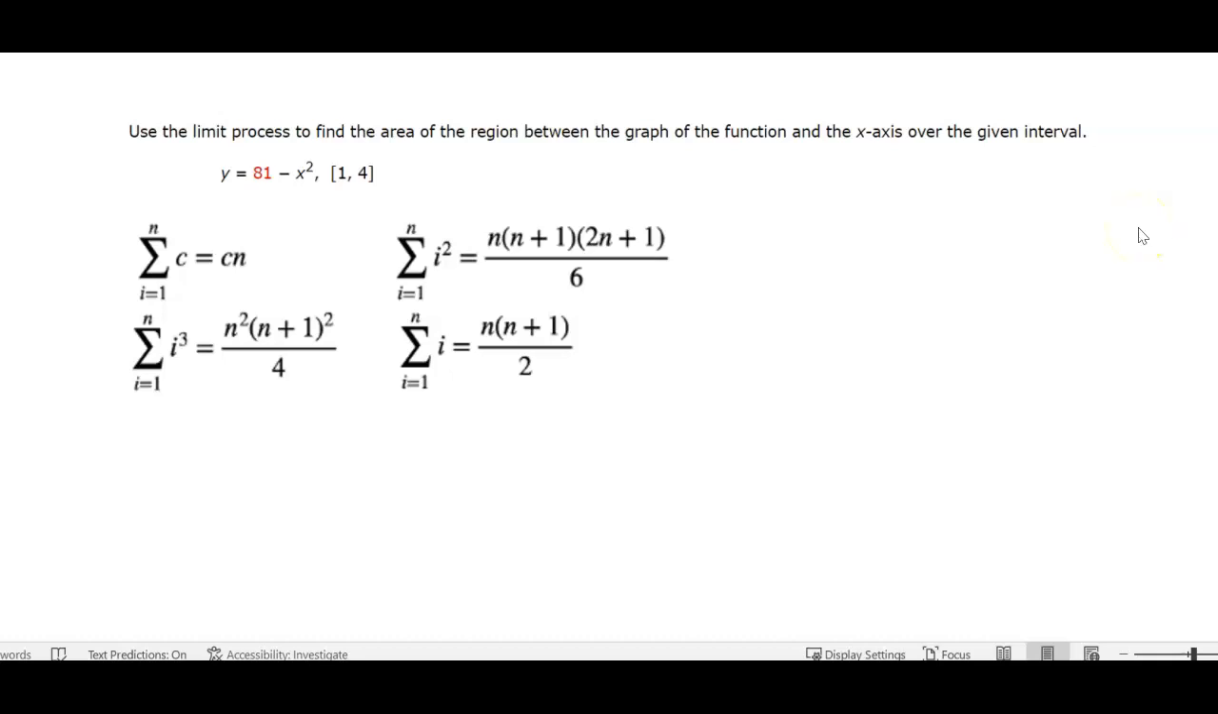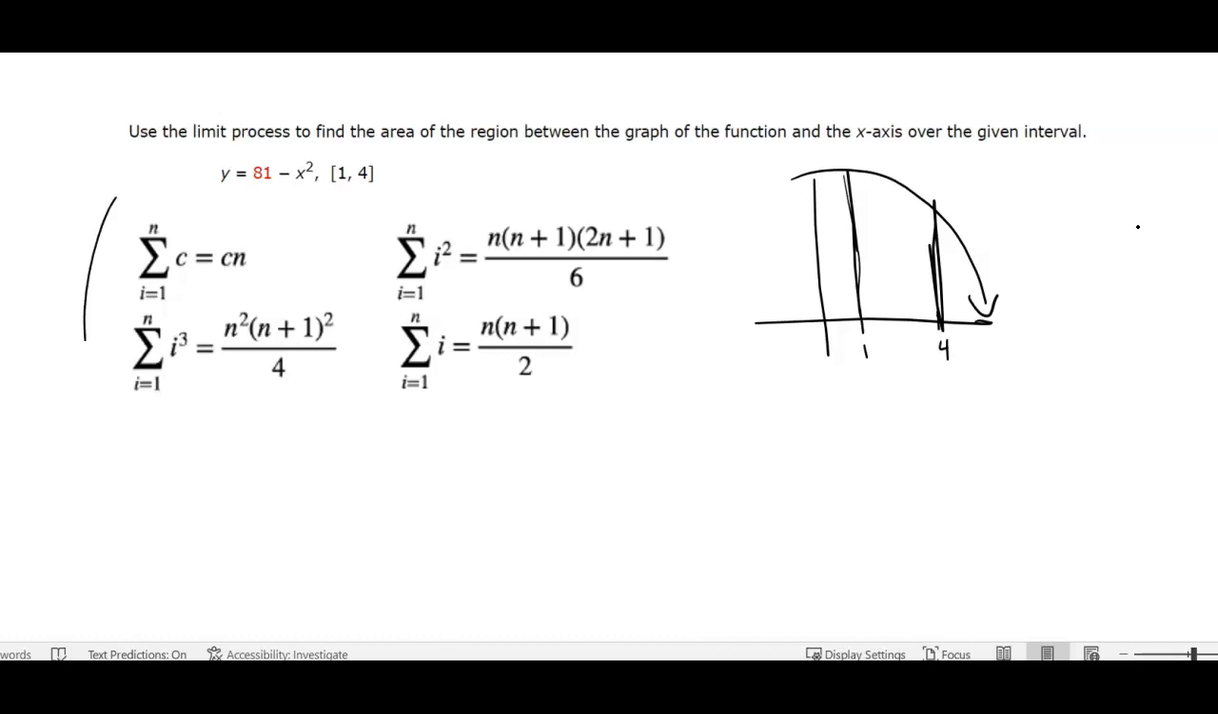Okay, so find the area under this curve using the limit process. A quick sketch always helps. 81 minus x squared looks like that. But we're going to start this one at 1, which makes it a little more difficult. Go to 4.